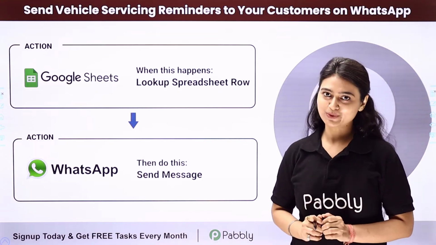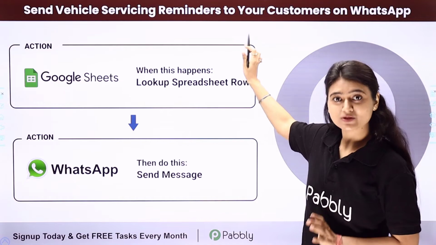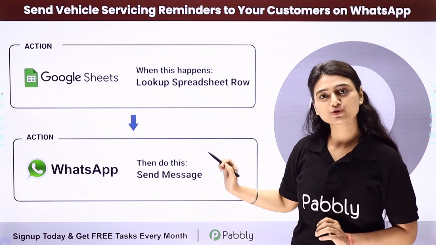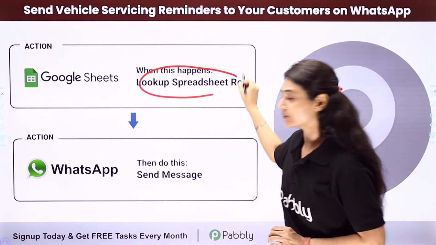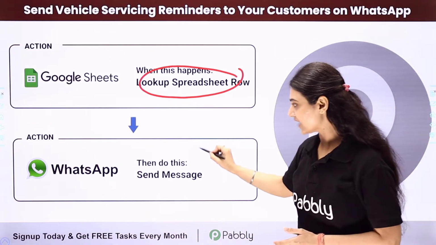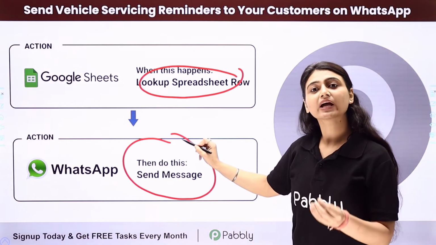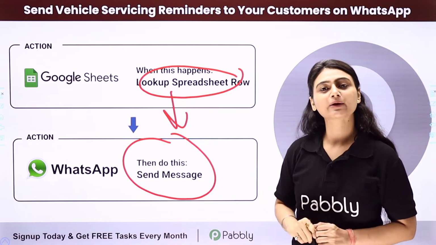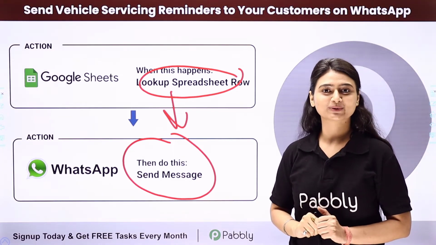In this video, we will learn how you can automatically send vehicle servicing reminders to your customers on WhatsApp. So in this automation, what we are going to do is, from Google Sheets, we will first get the details of the customers whose vehicles are due for servicing in the next 2 days. And then we are going to send them a WhatsApp message asking them to get the appointment booked. So we are going to automate this entire process using Pabbly Connect. Come to my screen to see how we do this.